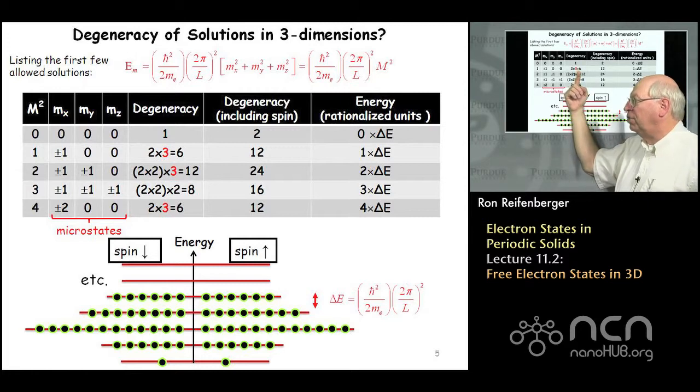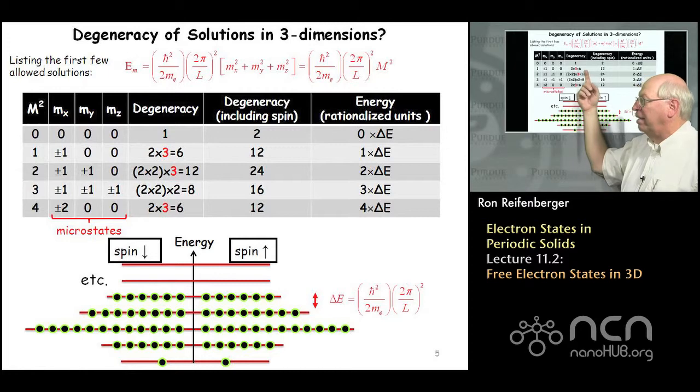To go from the degeneracy without spin to the degeneracy with spin, we have to include another factor of 2. So that next energy state actually has a degeneracy of 12.